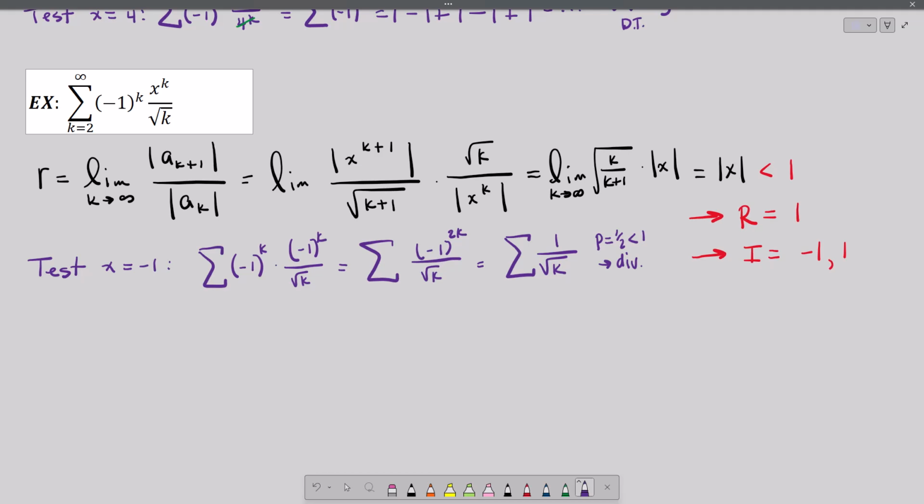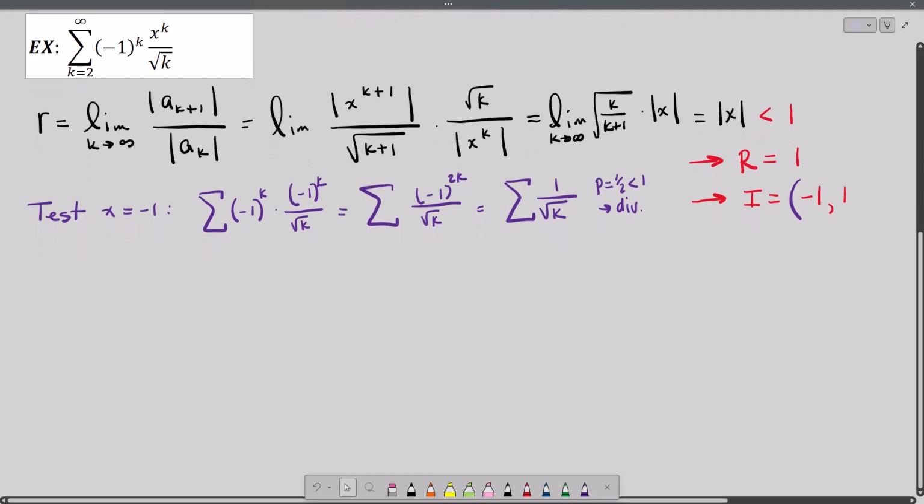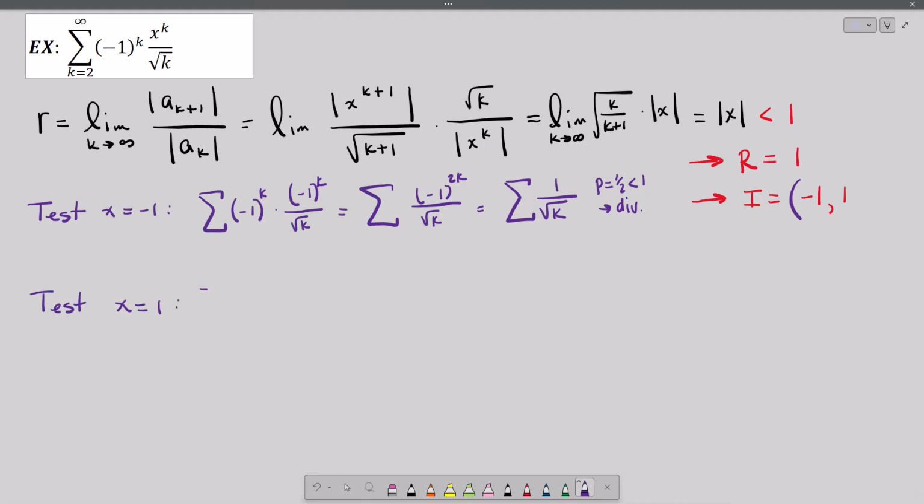So that puts us in this position where we have divergence at -1, so now we have the left endpoint excluded. And then we're going to go to 1. So when we go to 1, we have -1 to the k, and we have that.